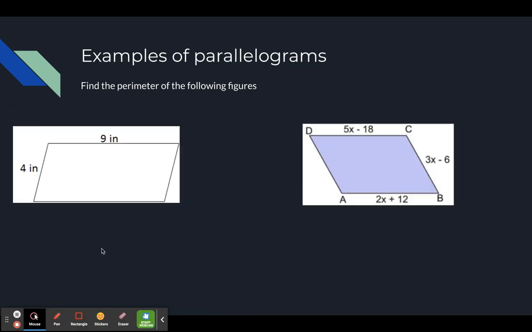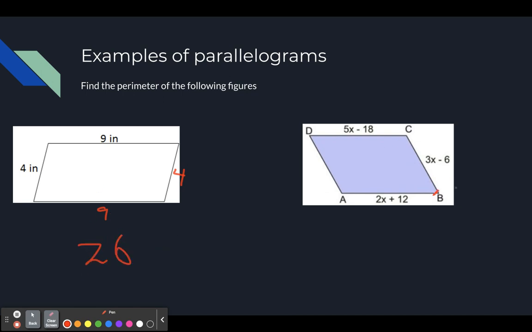Okay, examples. Find the perimeter of parallelograms. Here in parallelograms, remember, opposite sides are equal. So even though it's not given to us, we know that this side is 4, and we know that this side is 9. We just simply add all 4 of those together. So 9 plus 4 plus 9 plus 4 gives us 26.